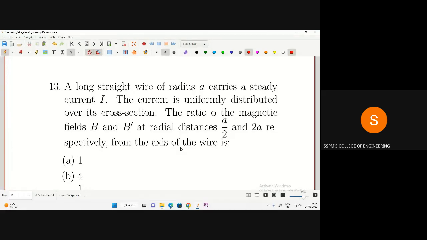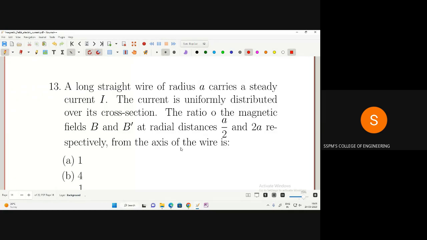Let's move to the next example. काय दिलं बघा. A long straight wire of radius A carries a steady state current I. The current is uniformly distributed over the cross section. The ratio of the magnetic field B and B dash at radial distance A by 2 and 2A respectively from the axis of the wire is.